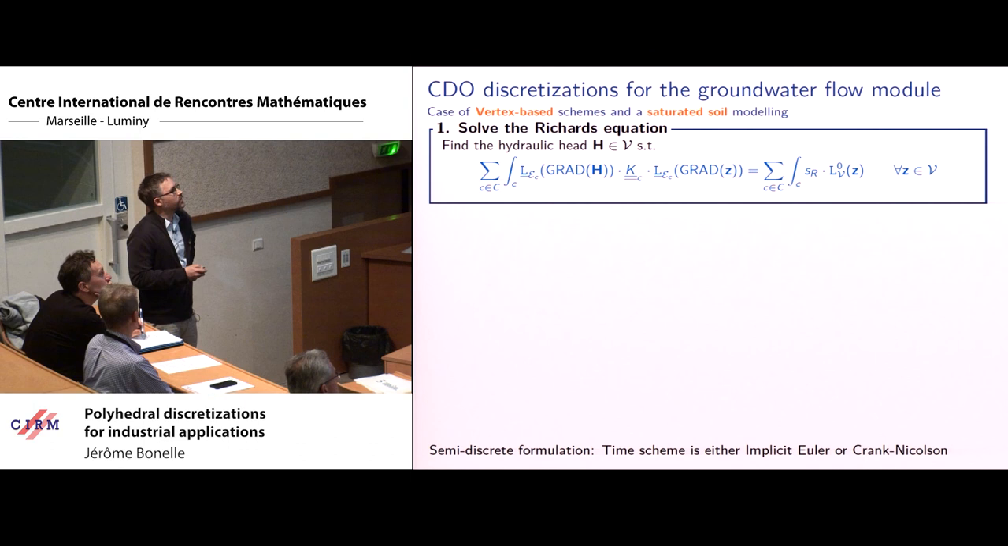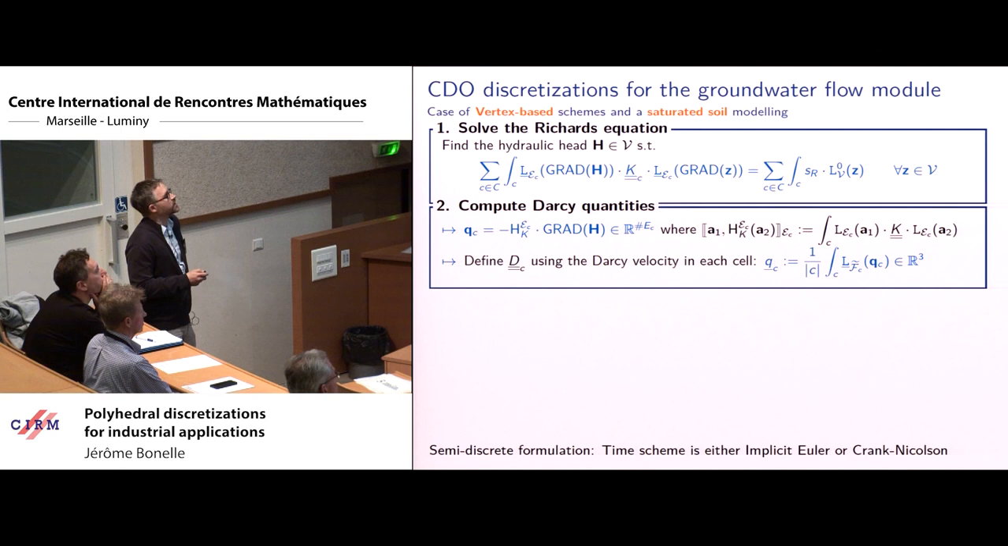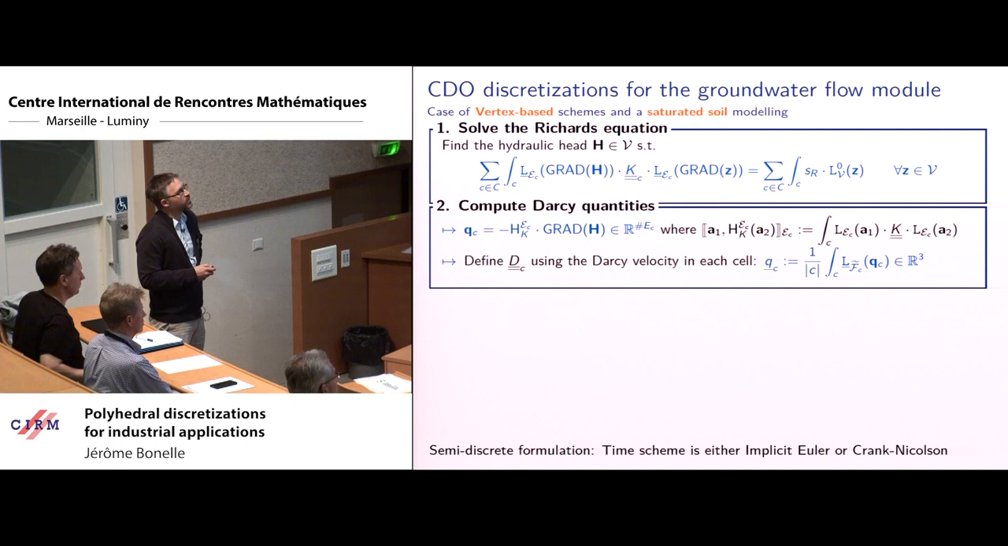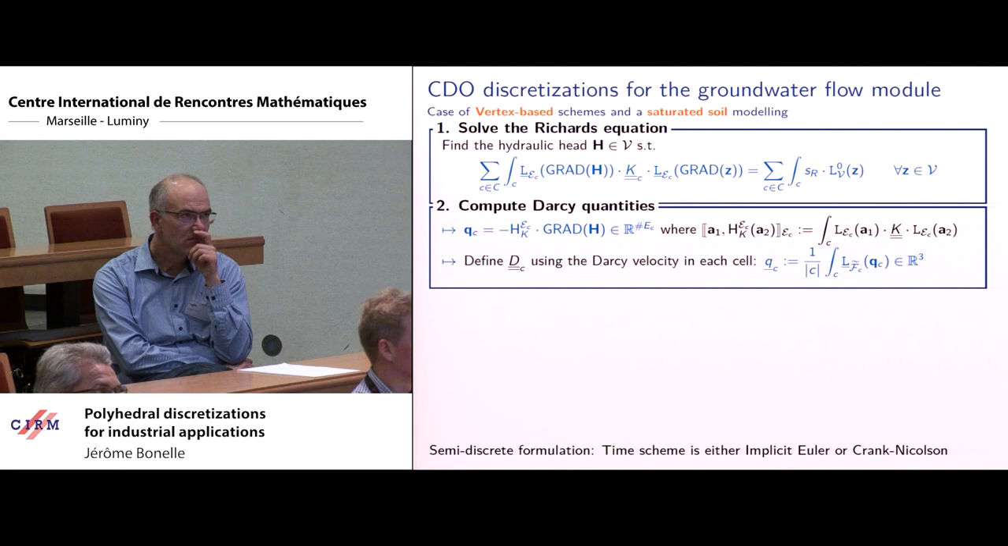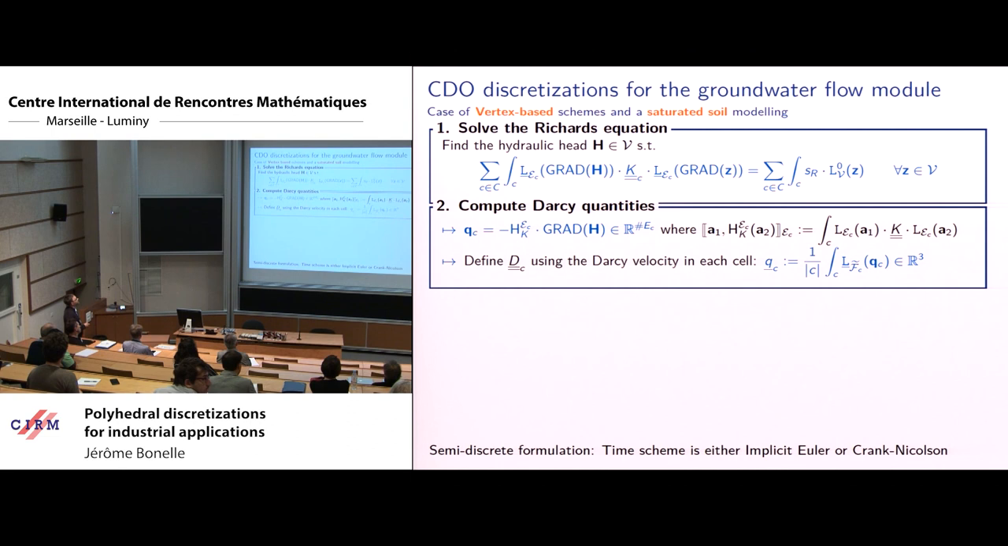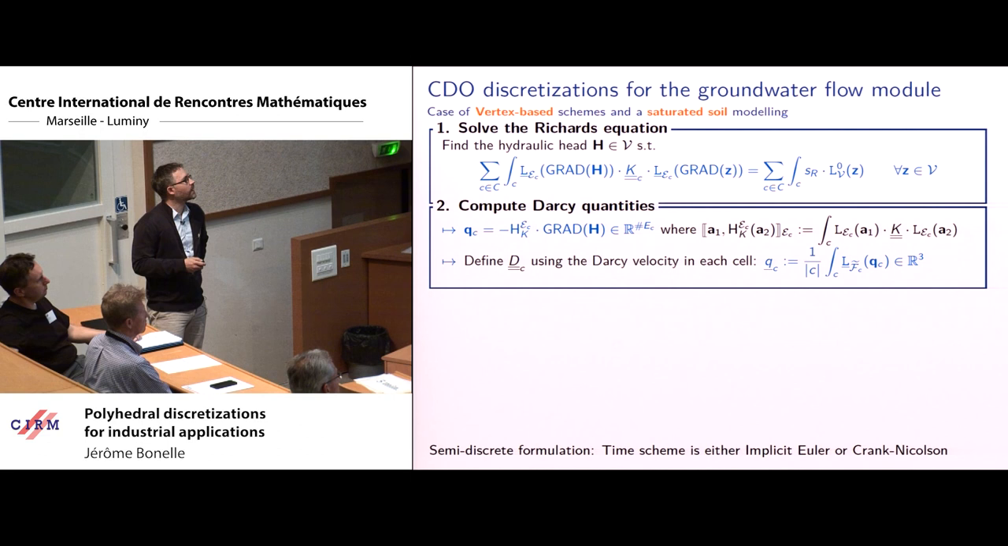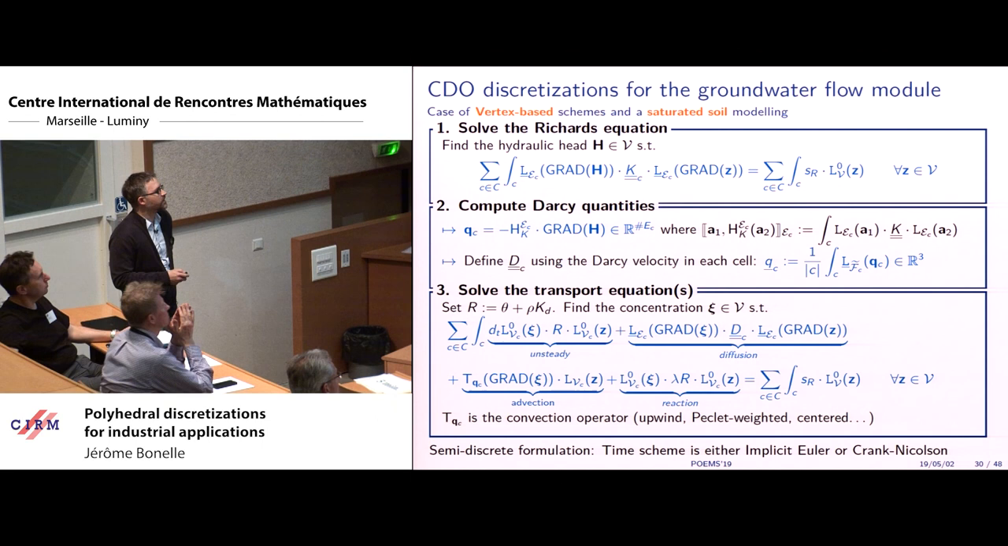To solve the Richards equation, it's exactly what I showed you just before. Then we have to compute the Darcy quantity. And to compute the Darcy quantity, we have this gradient, which is exact, and then we have to reconstruct this gradient into entities of interest. We use this operator, which is in fact called the discrete edge operator. But we also have to use the vector-valued quantity, which is estimated as a mean value of a reconstruction function. And we use this quantity to build the diffusion tensor in this case.